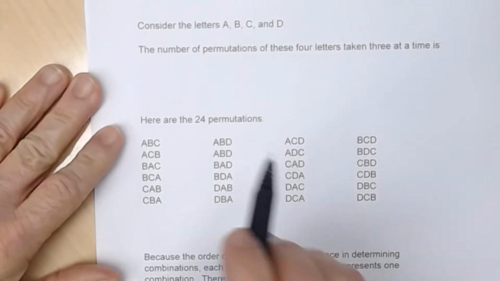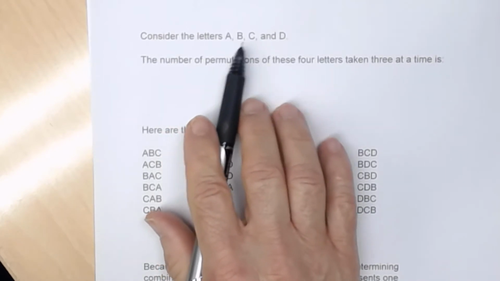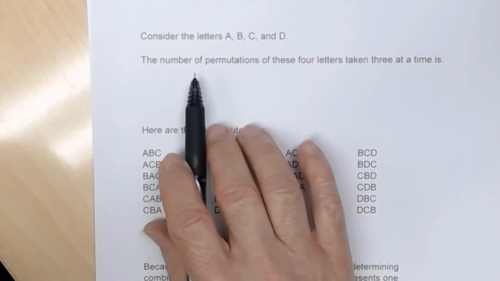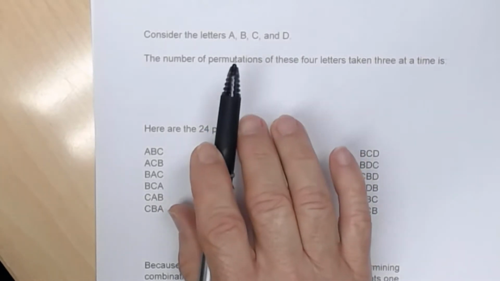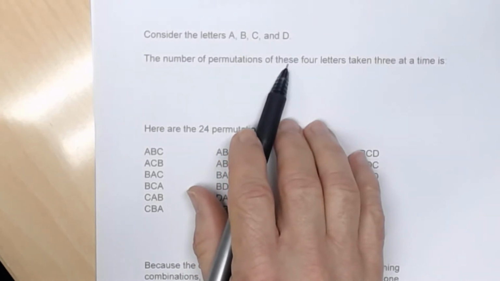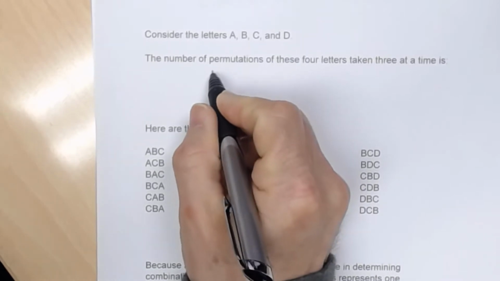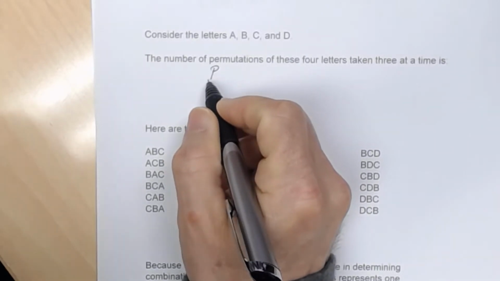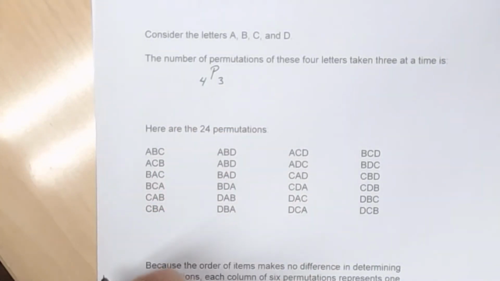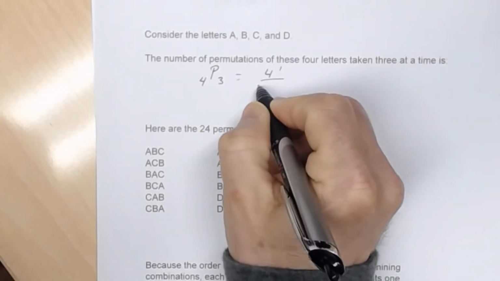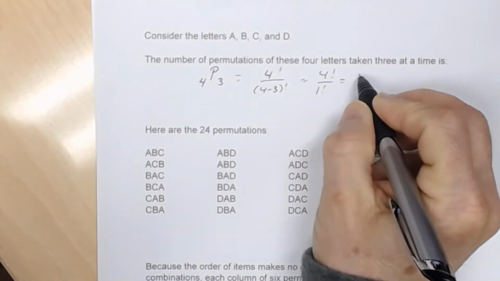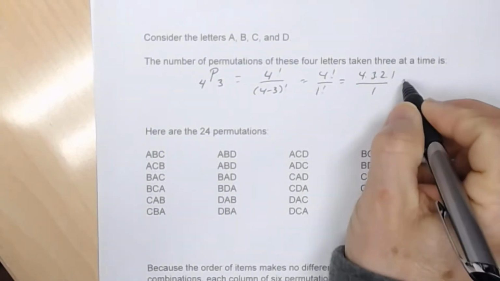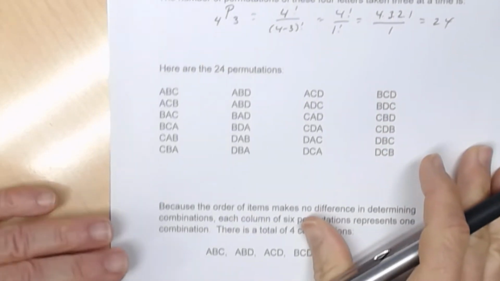Before we talk about combinations, let's look at this situation. Consider the letters A, B, C, and D. If I asked you to tell me the number of permutations, so the order would matter, of these four letters taken three at a time, you would say the number of permutations of four taken three at a time is 4 factorial divided by 4 minus 3 factorial, which is 4 factorial divided by 1 factorial, which is 4 times 3 times 2 times 1 divided by 1, which is 24. Do you agree?